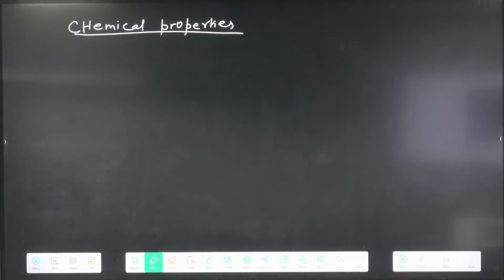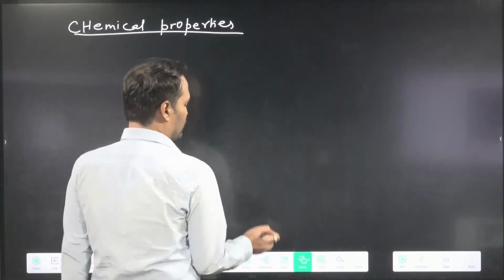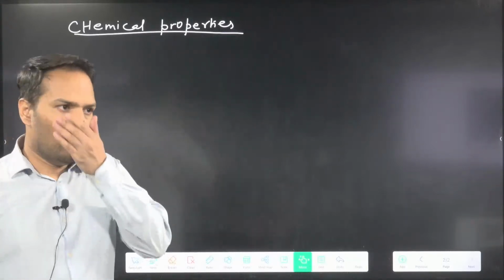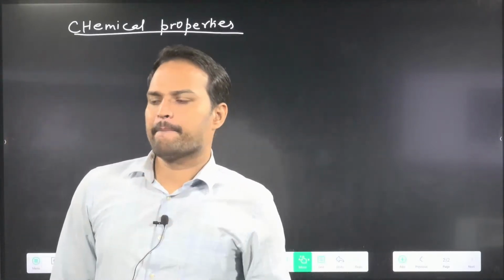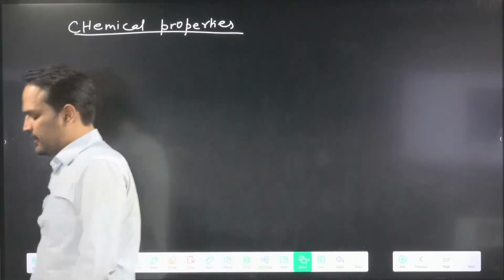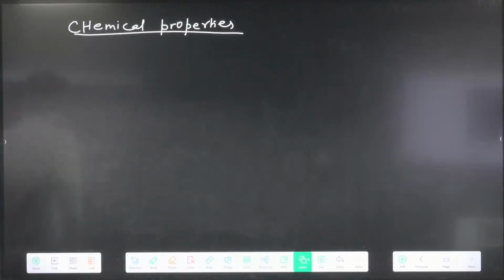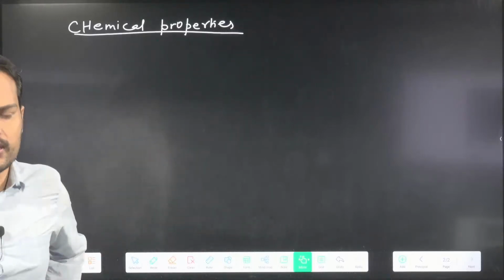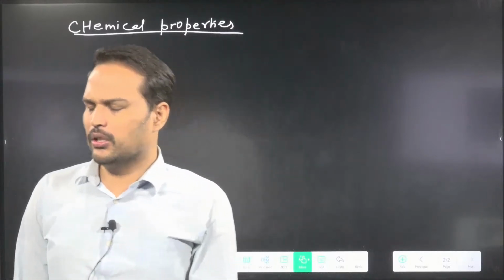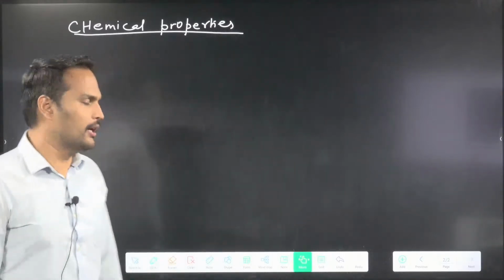Done? Okay. So now come to the next part, that is chemical properties. Clear? Now in chemical properties, we will read according to NCERT only. Nothing else is there. Easy things are there. We will try to learn them also.